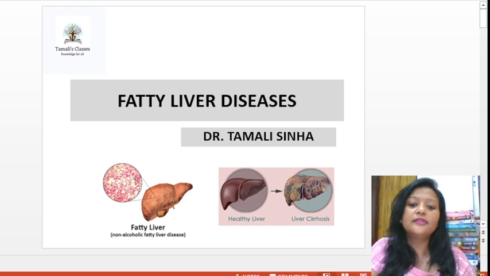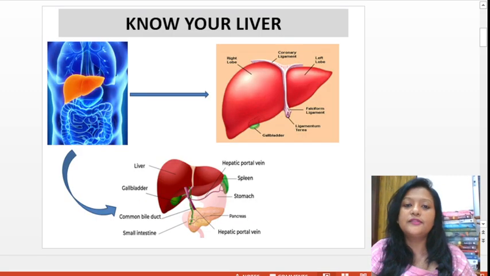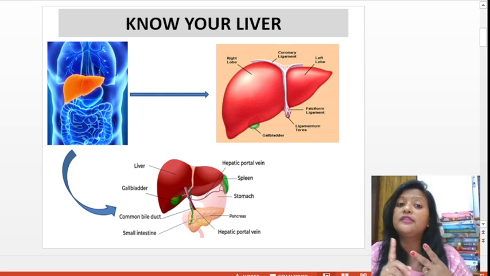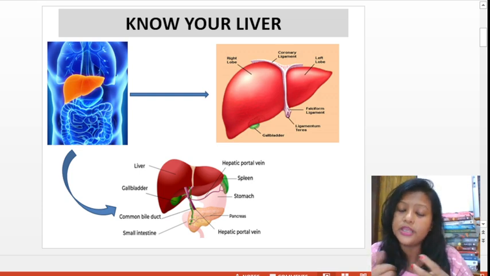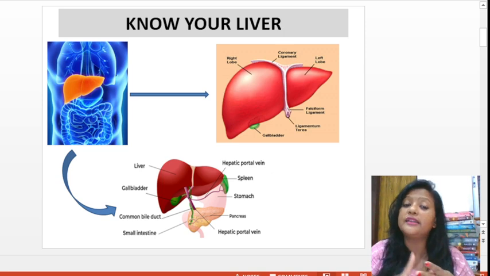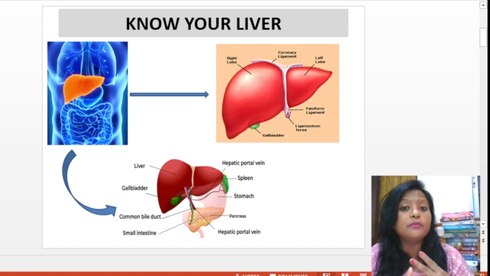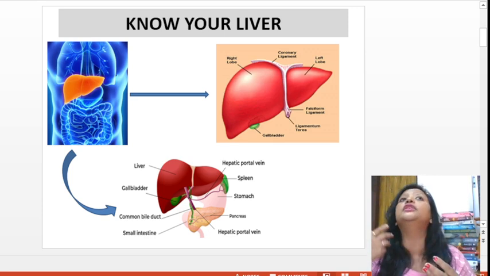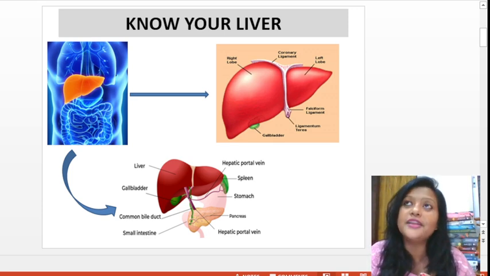So let's start. First, we'll talk about the liver. You should know liver before you know fatty liver. So liver is an organ, and also you can say that it's a gland. Liver is both an organ and a gland, because it releases some chemicals which are required by the body. Number two is that liver is the largest internal gland in our body. Number three, liver is very, very important because it performs some very crucial functions of the body. I'll talk about the functions later.